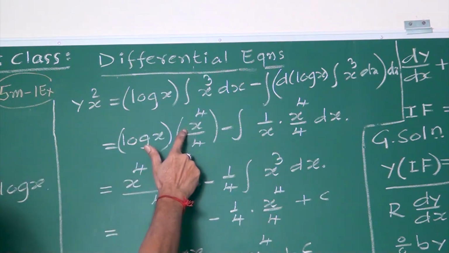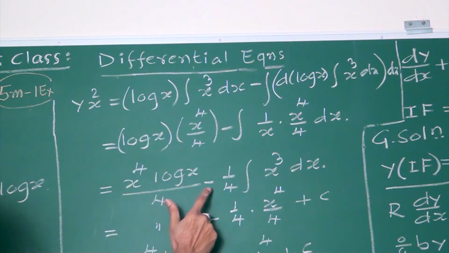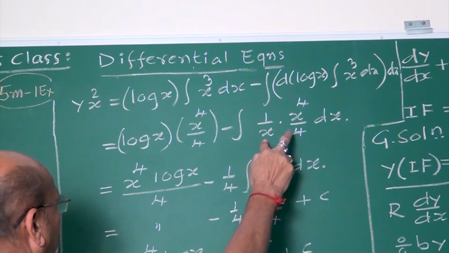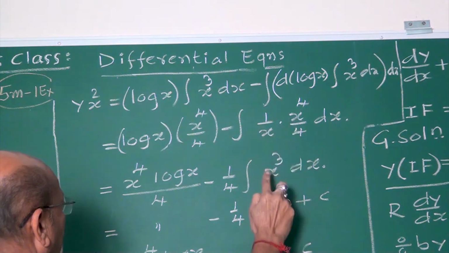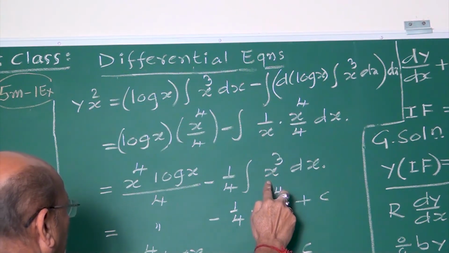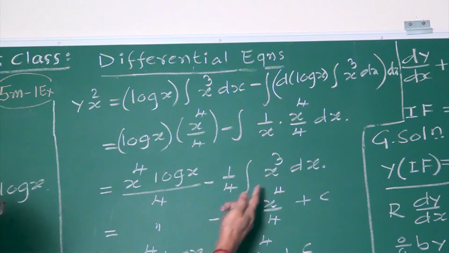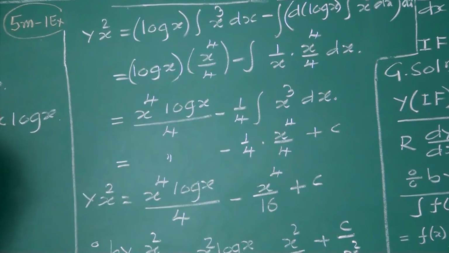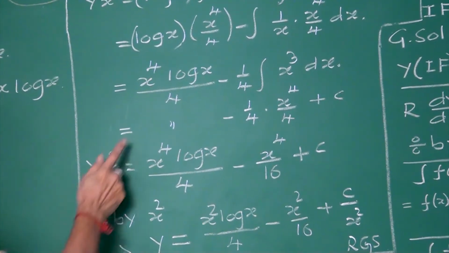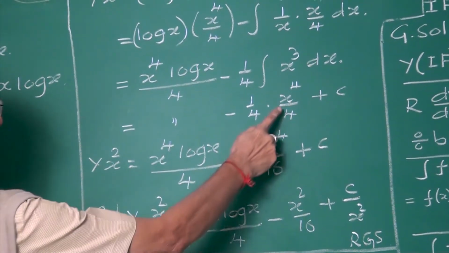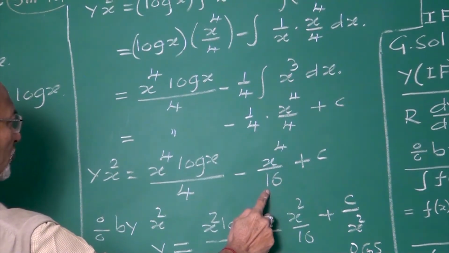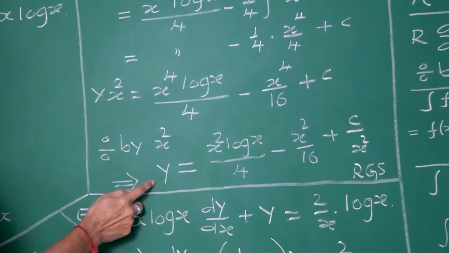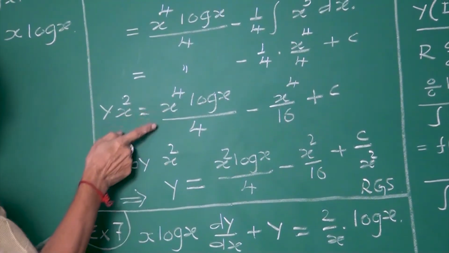Simplify it. This is x square log x upon 4 minus. This 1 by 4 being a constant outside, 1 by x cancels with x to the power 4, remaining x cube. Then, what is the integral of x cube? x to the power 4 upon 4 plus c. So y x square equals, this is the first term, minus x to the power 4 upon 4 into 4 is 16, plus c.